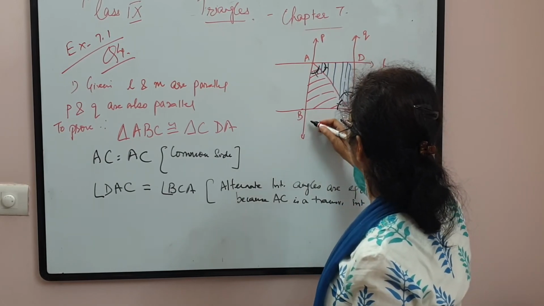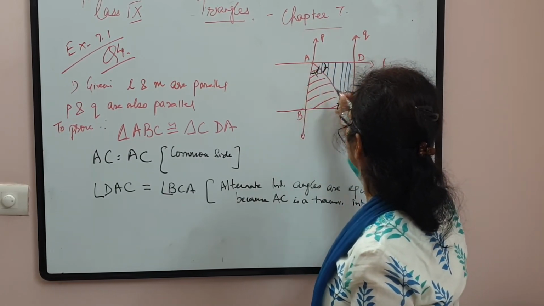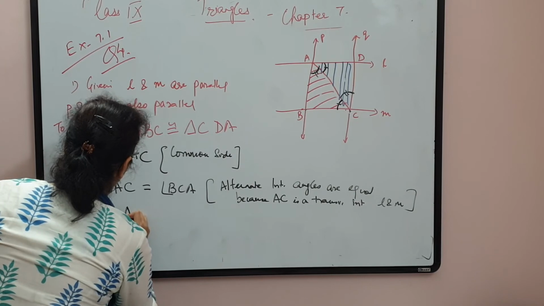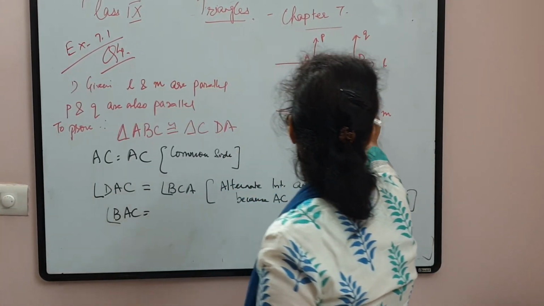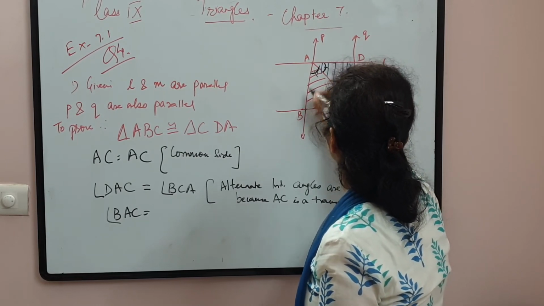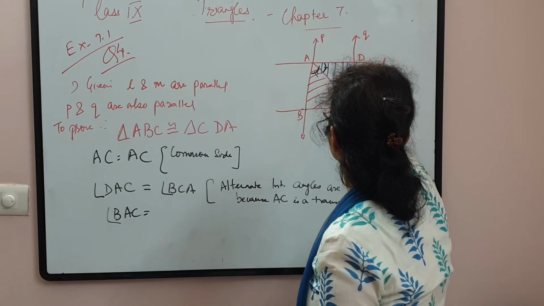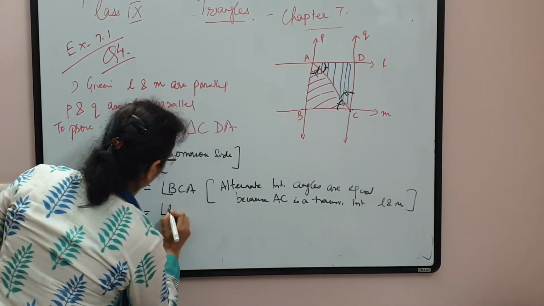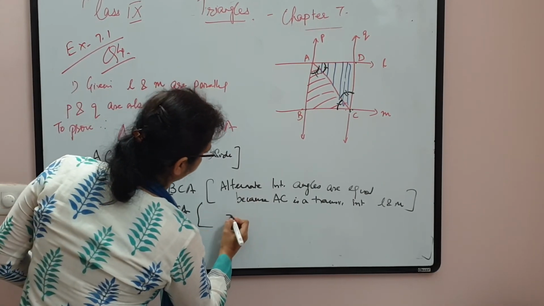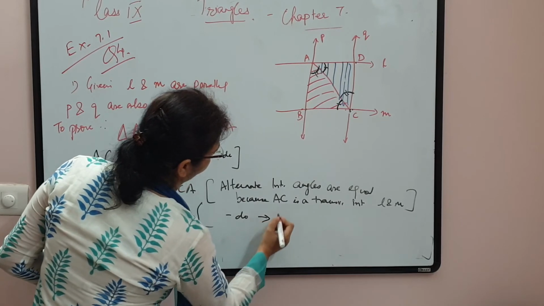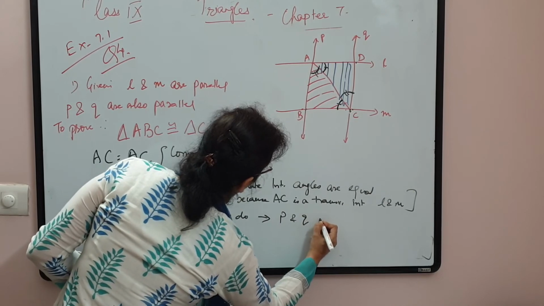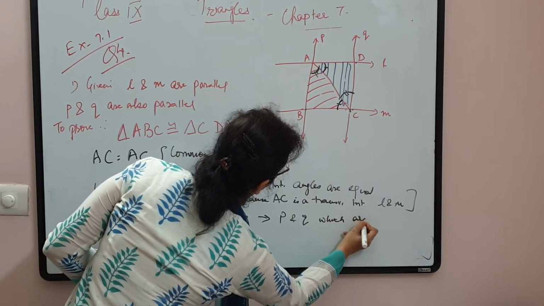Okay? What are the names of these angles? Angle BAC. Angle BAC is equal to which angle, children? This angle. What is the name of this angle? If this is BAC, this is DCA. Alright. Why? Same reason. Alternate interior angles are equal, and AC is a transversal intersecting what? P and Q, which are parallel. They are parallel lines.